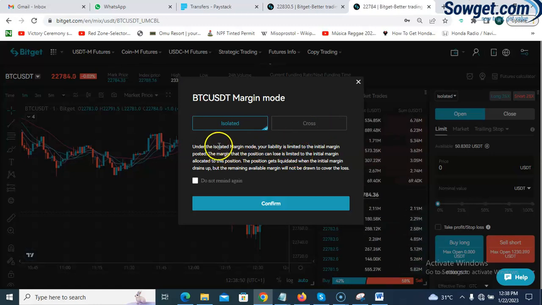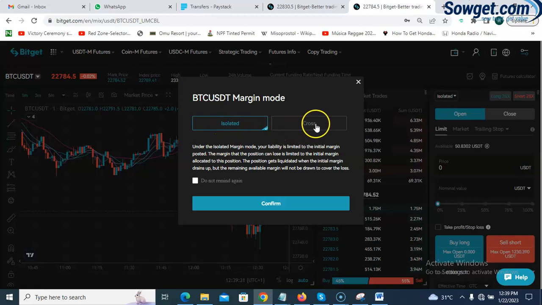The first one I'll explain is isolated margin. What isolated margin means is that if you take isolated margin and you want to enter a trade, the risk of the position you are in will be maintained with only the margin you have allocated for that particular trade. So that's the purpose of isolated.